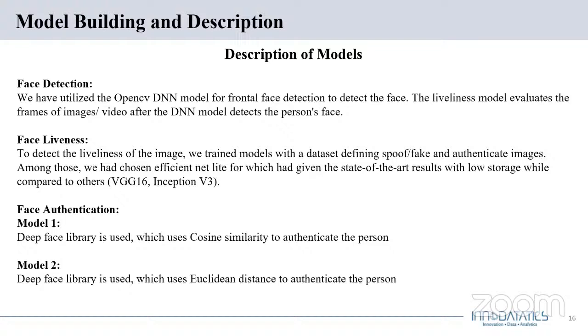But to perform the login methodology, we need another additional process called face authentication. Here we have performed face authentication in the form of two models. Model 1 uses the DeepFace library with cosine similarity to authenticate the person, and model 2 uses Euclidean distance. This face authentication is used to authorize whether he is the real person or is registered. If he is not registered, then this model will tell us it is a spoof image.